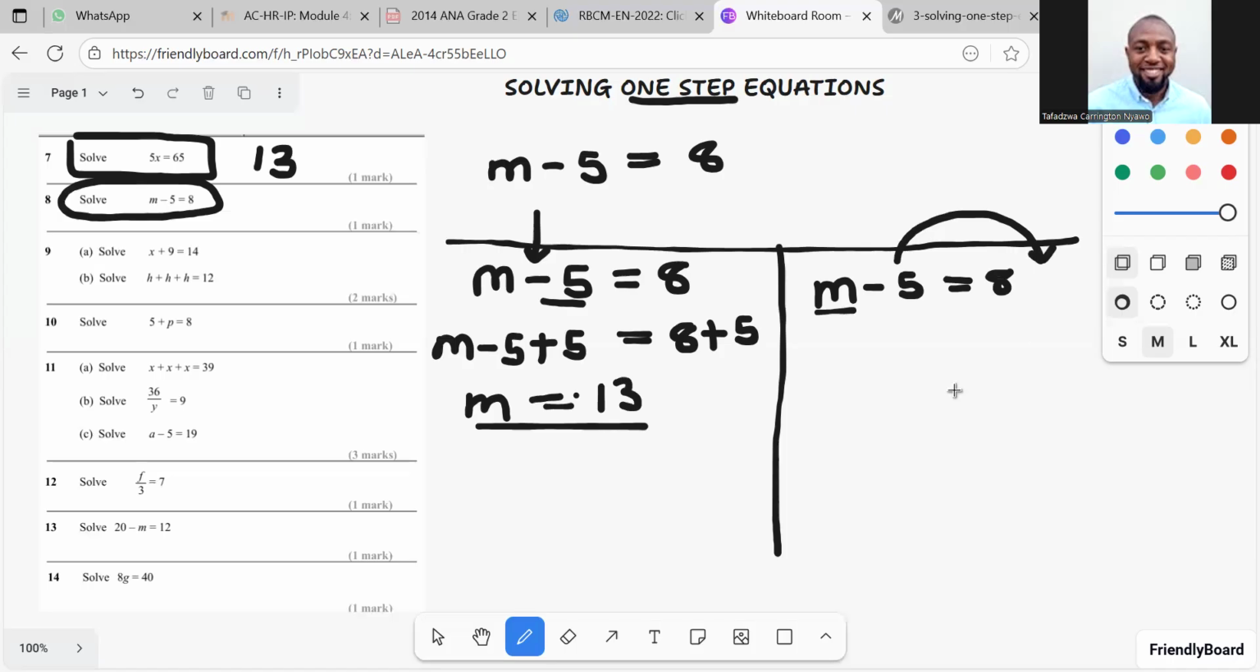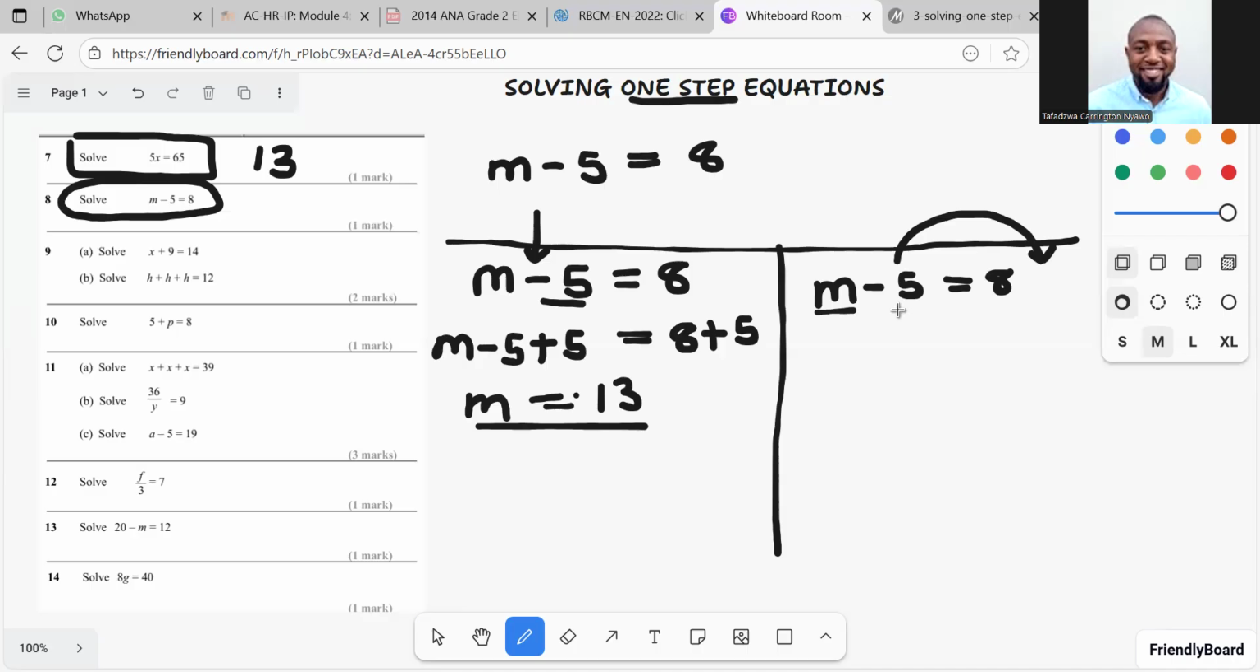And when that -5 goes to the other side, the sign changes to become a positive. All right? It has to change. So whenever you take a number from the left side or from any side, be it from the right side to the left or from the left to the right, you need to take note of the sign change rule. So the sign has to change.